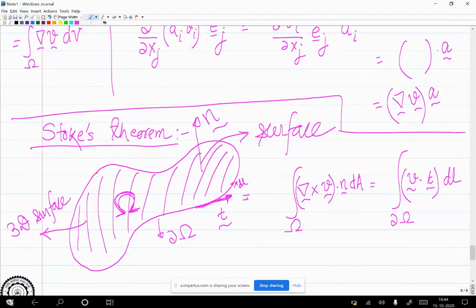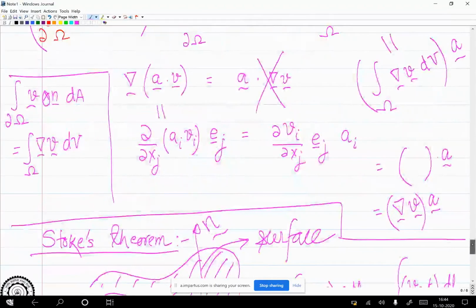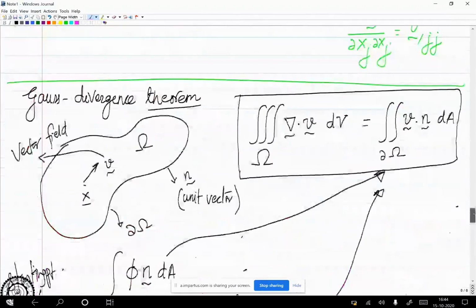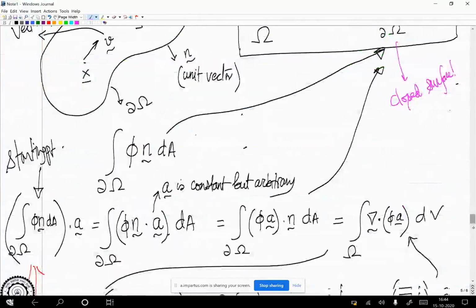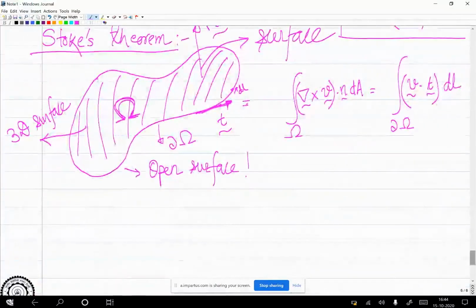Also notice here that this surface is an open surface. It's not a closed surface, unlike the surface in the Gauss divergence theorem. Because that surface was encompassing a volume, therefore the surface there is closed. I'll just make a remark here. It's a closed surface. But here it's an open surface. But the boundary of this open surface is of course a closed curve. So this is a closed curve.